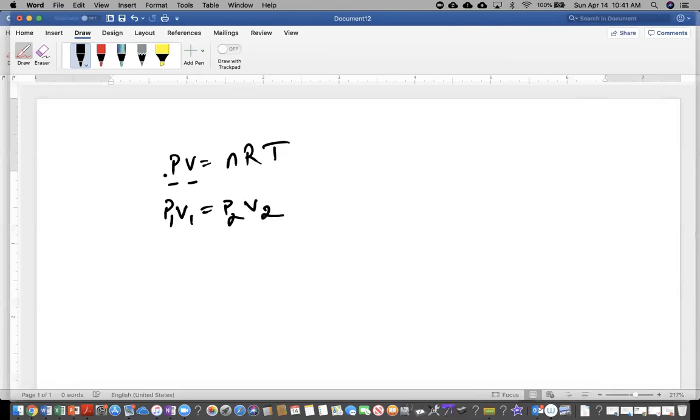How you can remember this is the ones that are together in your equation, PV is equal to nRT, you multiply them. The ones which are on the opposite side, let's say in my question only V and T were changing, then my equation will be V1 over T1, not V1 times T1. Since they're on the opposite side, I'm going to divide them.